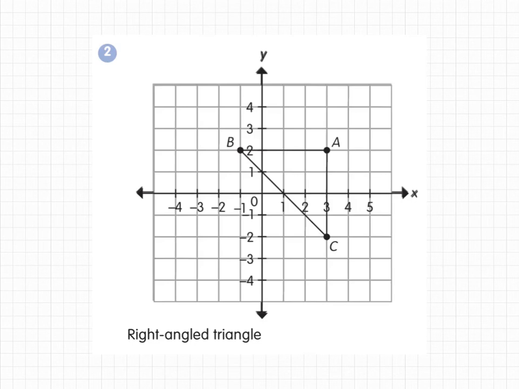Here's the answer for number 2. This is what it should look like. It's a triangle and it has a right angle. This is like a 90-degree angle right here, so that's why they're calling it a right-angled triangle. To find A, they went over 3 and then they went up 2 to get point A. For point B, they went to the -1 on the x-axis and then 2 on the y-axis. And then for point C, they went over 3 and then down -2. So it ended up looking like this.